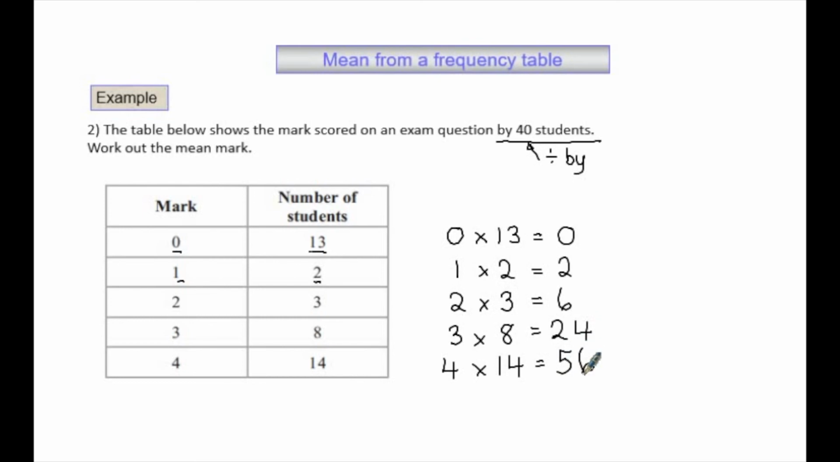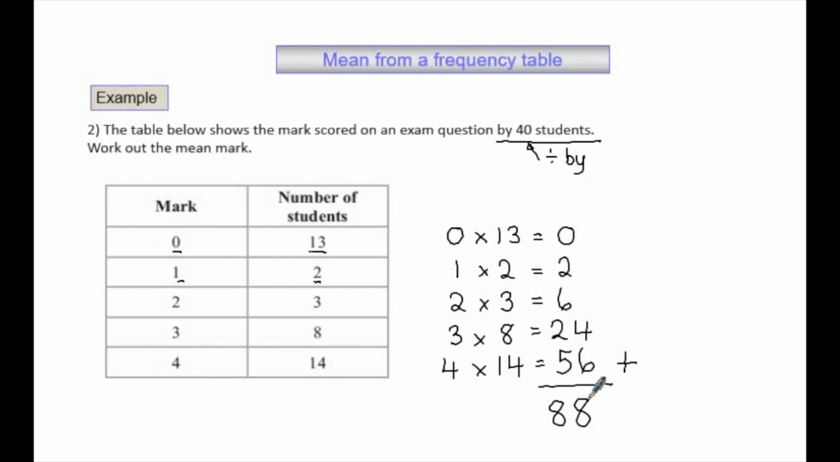Remember, you can use your calculator for all of these if you need to. It's just I know some of them are quite simple and you can work them out in your head to save time. Remember, that's how many marks there are altogether. So we want to find the total of all of those numbers. So add up those 5 numbers, the 0, 2, 6, 24 and 56. If you type them into your calculator, it should give you 88.